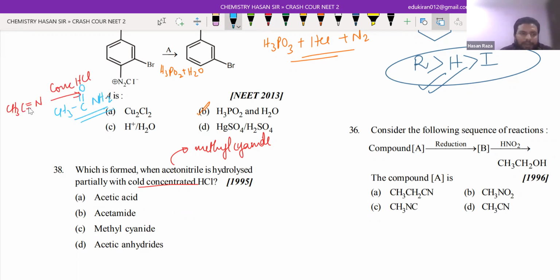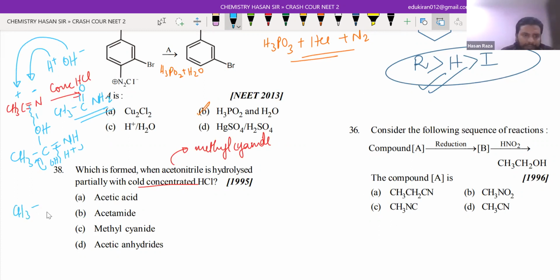Is that clear? Basically, since we have H2O, that means H plus and OH minus, and you know that this will have negative and this will have positive. So this will go with this and this will go with this. So we will get first CH3COH and then double bond NH. Again, water will attack and there will be again H plus with this and OH minus with this. So what we will get, CH3, C NH2, and OH here and OH here.